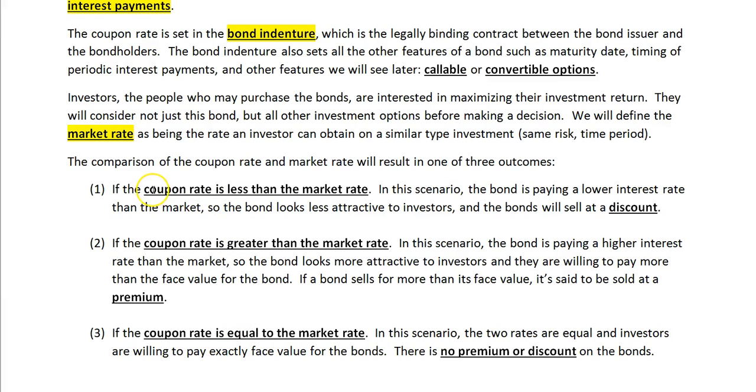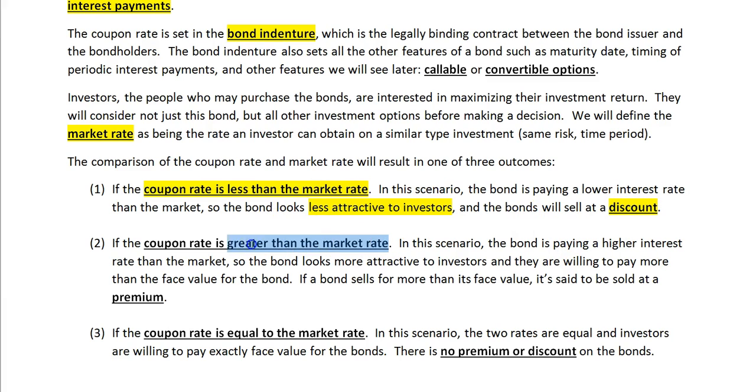The first scenario is if the coupon rate of the bond is less than the market rate. In this scenario, the bond is paying a lower interest rate than the market, so the bonds look less attractive to investors, and the bonds will sell at something called a discount. This means that they're going to sell at below their face value.